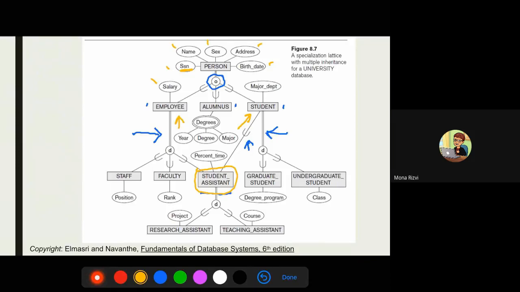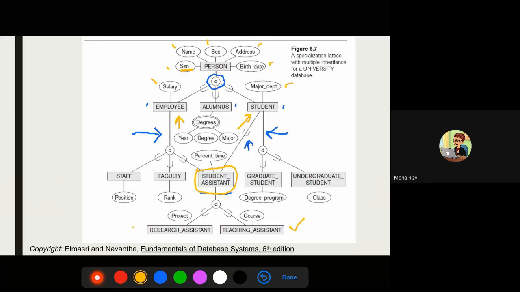And then going down here, we said a student assistant is either a TA or an RA, and depending on which one they are, they have even more special attributes. And this example doesn't show relationships, but as we said, relationships are also inherited.